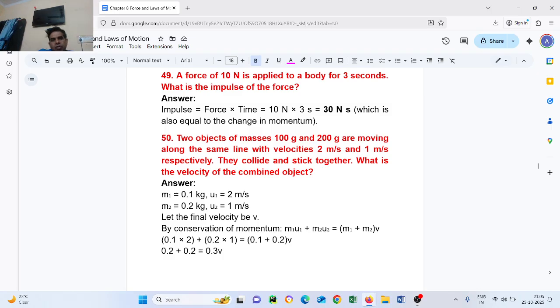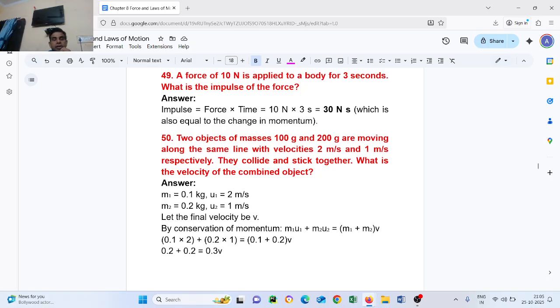Question number 52. Objects of masses 100 g and 200 g are moving along the same line with velocities of 2 meter per second and 1 meter per second respectively. They collide and stick together. What is the velocity of the combined object?